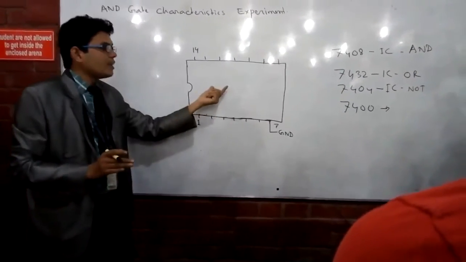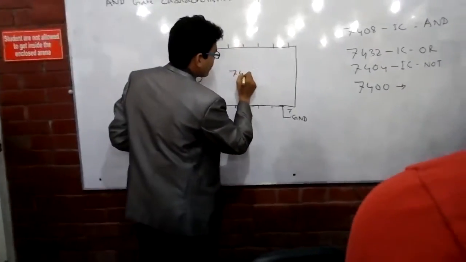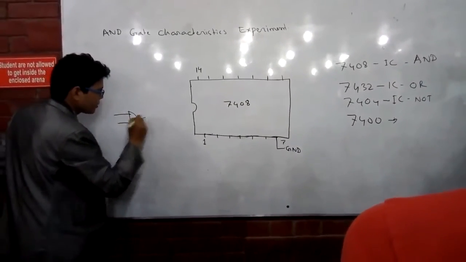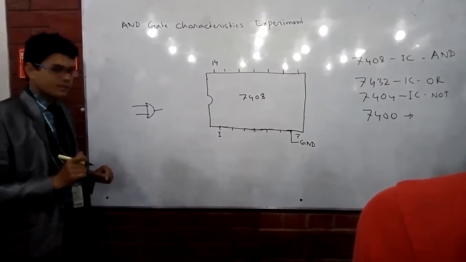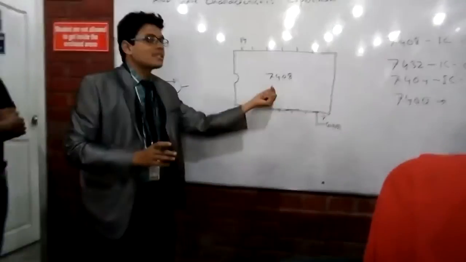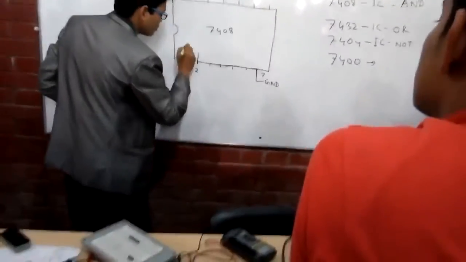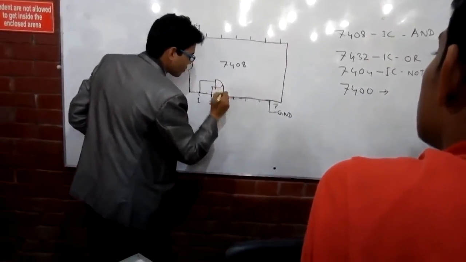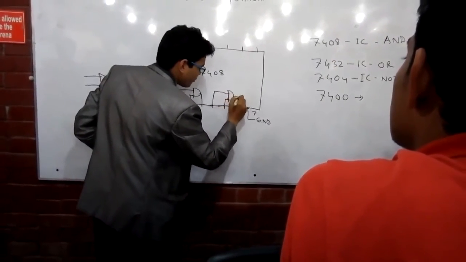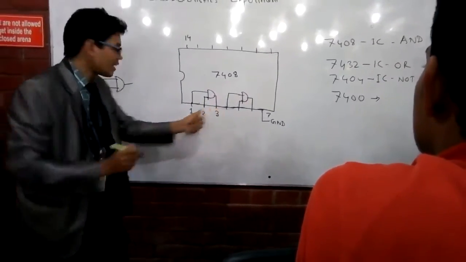Now, if it is an AND gate IC, 7408 will be the number, and an AND gate has got 2 inputs and 1 output. There are 4 different gates inside this IC. Pin number 1 and 2 are the 2 inputs. Pin number 3 is the output. So pin number 3 stands for the AND gate output.